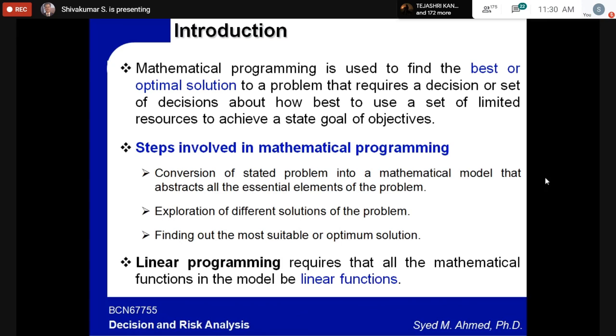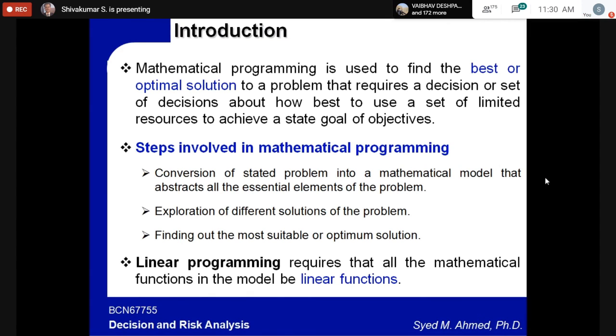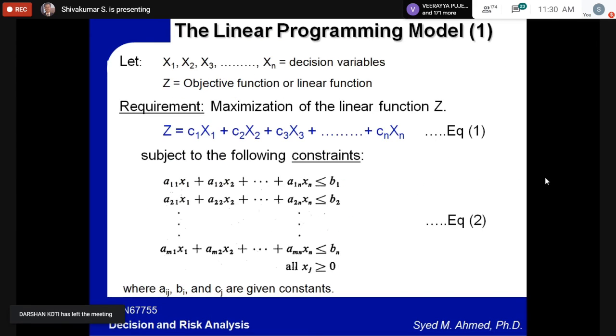Linear programming requires that all the mathematical functions in the model are linear. Okay, that's why it's called linear programming, because all the mathematical functions are linear in nature. That is, no squares, no cubes. You're going to get equations without squares, without cubes. They are linear in nature.